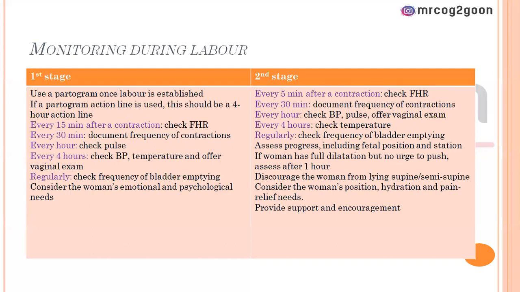First stage, we should use the partogram. We should use the 4-hour action line. And we should support the woman. For the second stage, assess the progress including the position and the station, and if the woman has full dilatation but no urge to push, assist after 1 hour. Say this again: discourage from lying supine or semi-supine. Consider the position, hydration and pain relief. Okay.